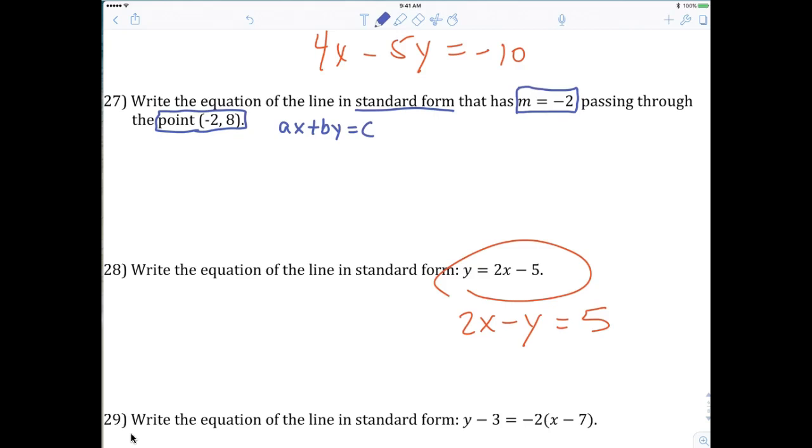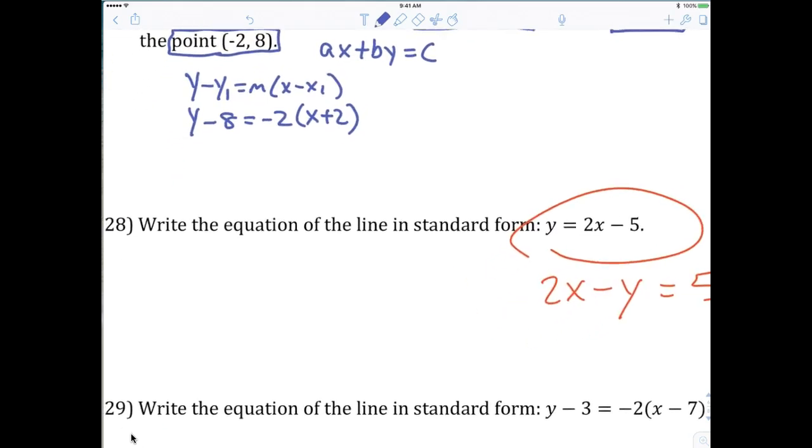However, the question says standard form. So here we go. Again, I'm just going to write it. y minus y1 equals m times x minus x1. y minus 8 equals negative 2 times x plus 2. Anybody have any objections to that? Freddie, you good on that?